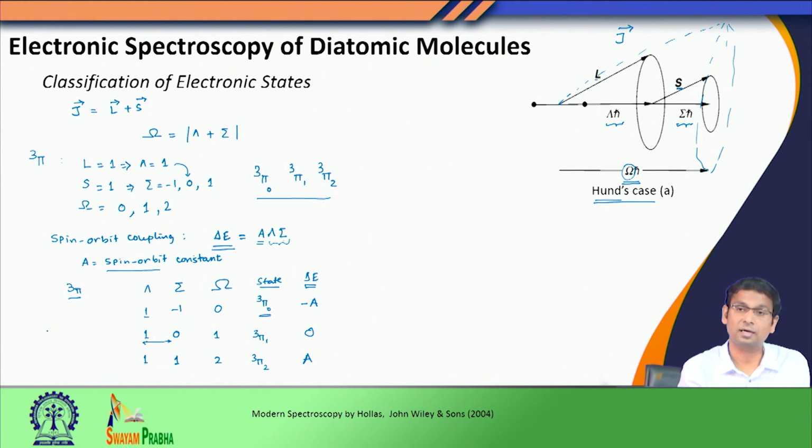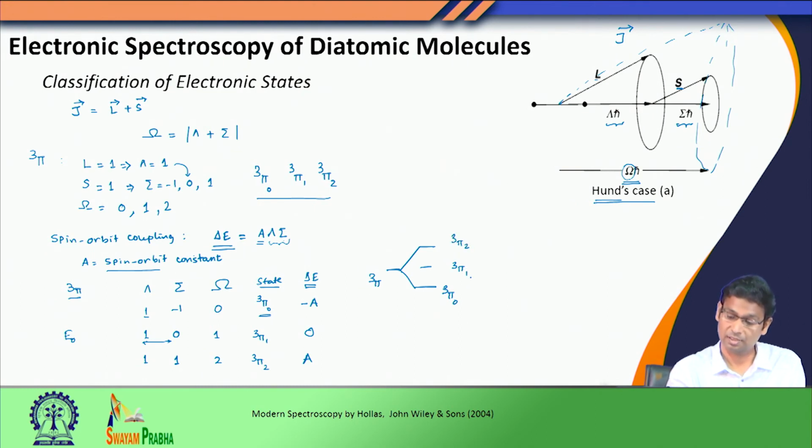Of course, if the energy before the spin-orbit coupling constant is known, consider that E is E0. So, therefore, the energy of triplet pi 0 is E0 minus A, triplet pi 1 is E0, and triplet pi 2 is E0 plus A. So, this is how it splits. This is my triplet pi. Because of spin-orbit coupling, I have triplet pi 0, triplet pi 1, triplet pi 2.